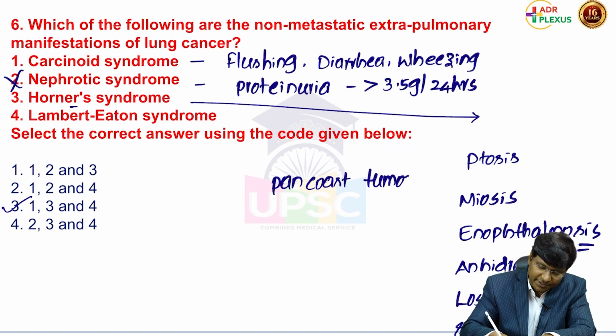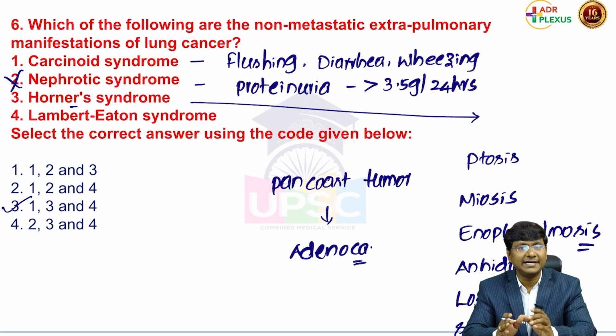And which particular tumor can cause the Pancoast? It is the adenocarcinoma of the lung, which grows at the periphery or even at the apex.